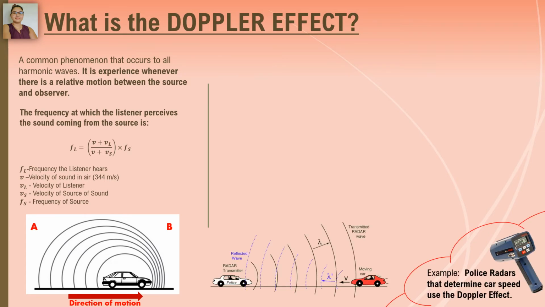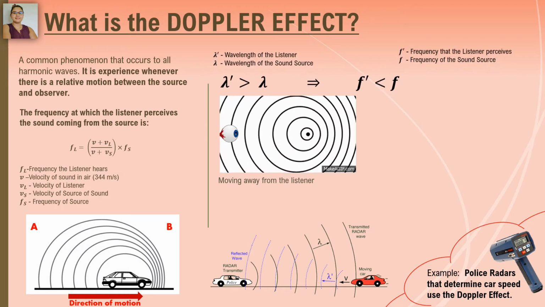Did you know that police radars that determine the speed of the vehicle use this concept? In this case, the speed detector bounces off microwaves in the direction of a moving vehicle, and then detects the waves that are reflected off of it. The waves then are shifted in frequency due to the Doppler effect, and using a formula, the beat frequency between the microwaves and the reflected waves provides the speed of the vehicle.